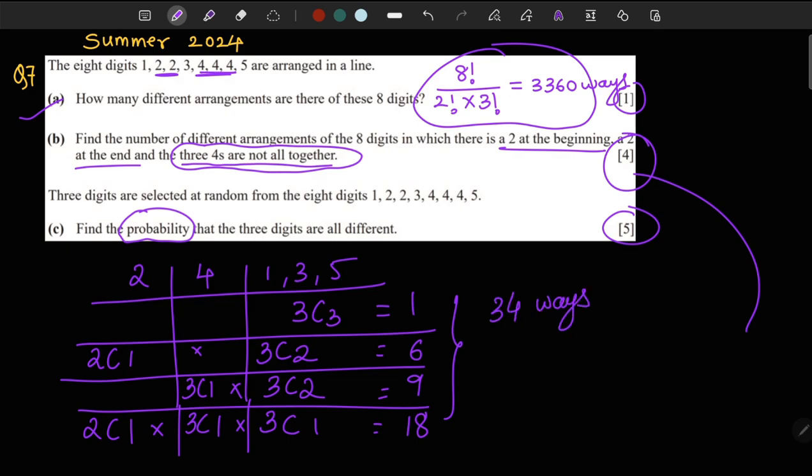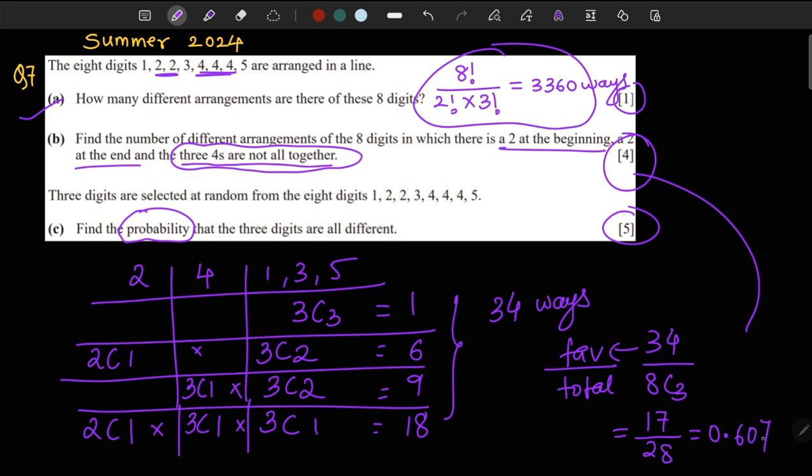Now we have to find the probability, which is favorable over total. The favorable number we already got, this is 34. But for the total number, how many digits do we have? We have 8 digits. And how many are we selecting? We are selecting 3. So 34 over 8C3. Put this into your calculator and you'll get your answer as 17 over 28. Or you can also write it as 0.607 correct to 3 significant figures.